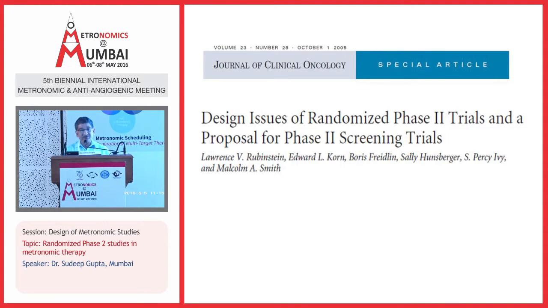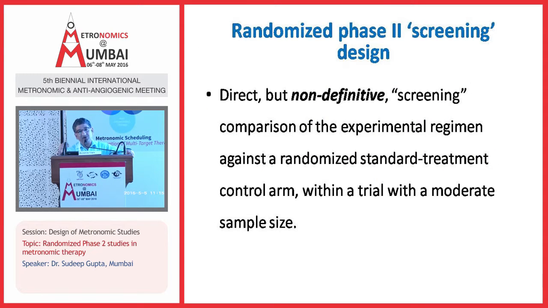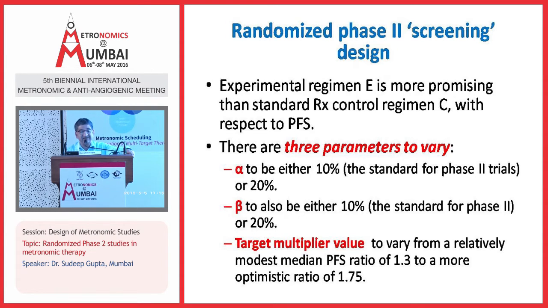So this is fairly recent, 2005. This is a proposal for a randomized phase 2 screening trial, and this screening is not to be confused with cancer screening in the conventional sense of the word, but it connotes a gatekeeper kind of a function for these kinds of trials, and it essentially means a direct but non-definitive comparison of the experimental regimen against a randomized standard control arm within a trial of moderate sample size.